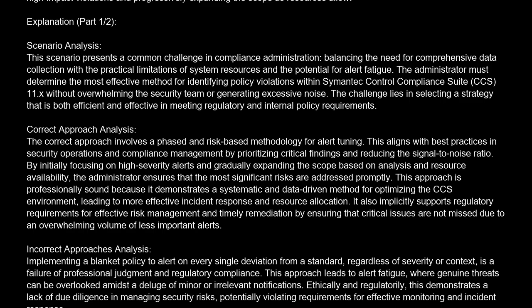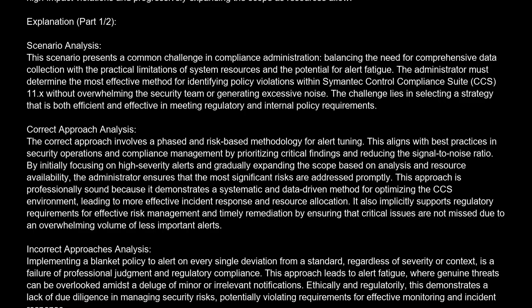Correct approach analysis. The correct approach involves a phased and risk-based methodology for alert tuning. This aligns with best practices in security operations and compliance management by prioritizing critical findings and reducing the signal-to-noise ratio. By initially focusing on high-severity alerts and gradually expanding the scope based on analysis and resource availability, the administrator ensures that the most significant risks are addressed promptly.